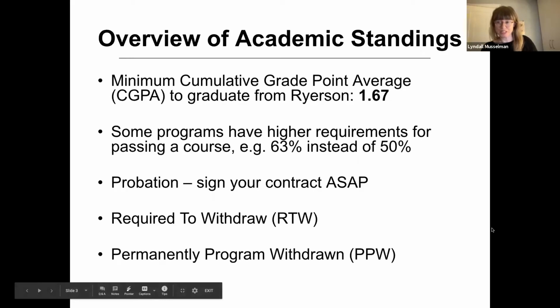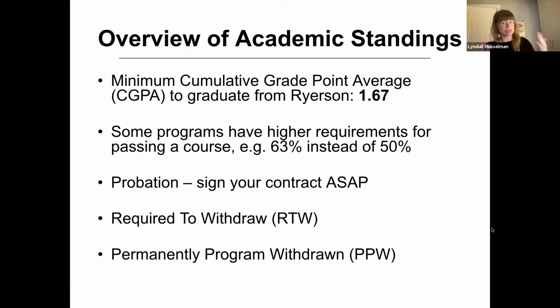Great. So we'll move on to give you a brief overview of the different academic standings at Ryerson. One really primary rule or standard that you should be aware of is that to graduate from Ryerson, you must have a minimum cumulative grade point average, that's a CGPA, of 1.67. That's a very important threshold to know and work towards.